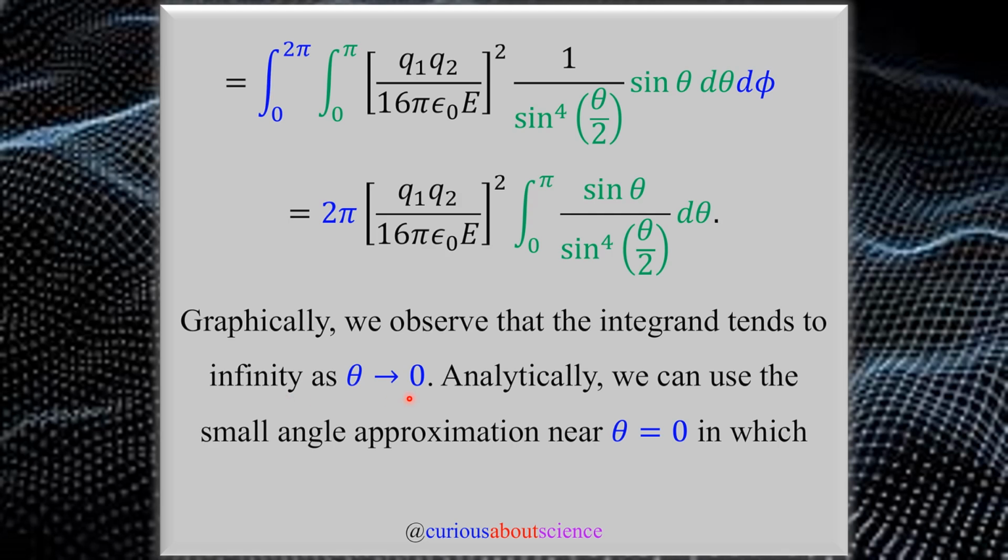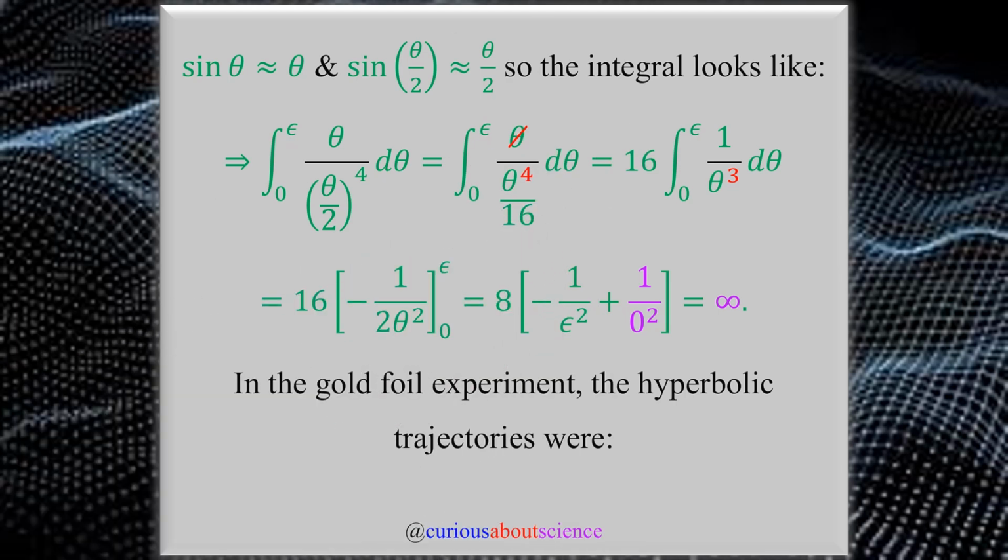We saw it went to infinity, and this is supported analytically, and we know that we can use a small angle approximation near theta equals 0, in which case, sine of theta is approximately theta, and sine of theta over 2 is approximately theta over 2. Again, just Taylor series it out, only keep the first term. So the integral now looks like 0 to some really small thing that we'll have to take the limit of. This is improper, but of course I'm lazy. I'm not using all the notation for it.